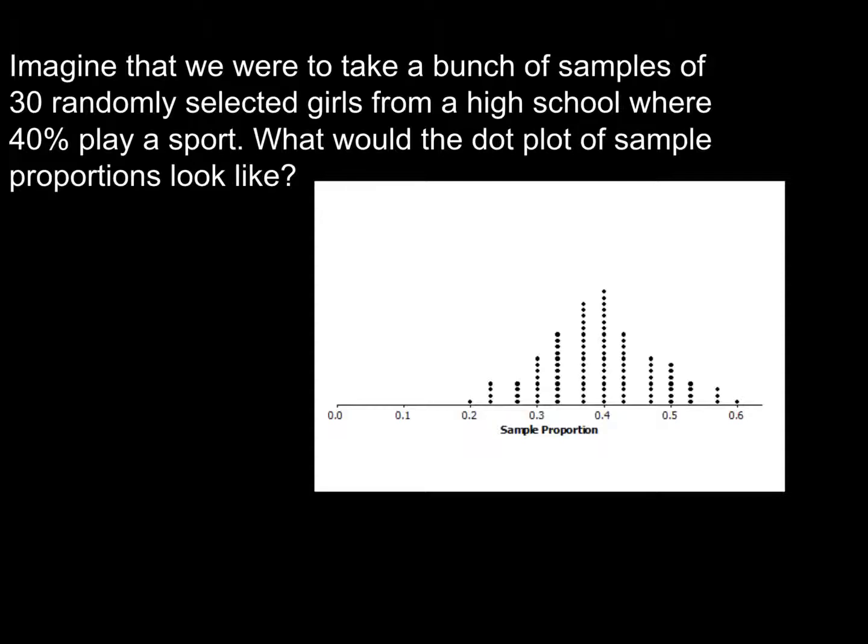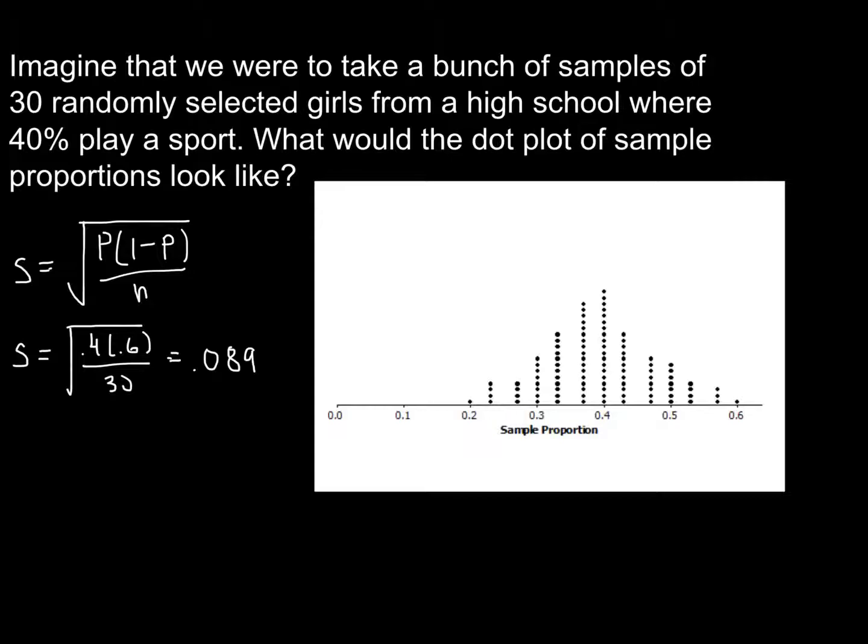So remember that the standard deviation, if we know the true proportion, is going to be the square root of p times 1 minus p, divided by the sample size, n. So go ahead and pause the video and compute that quickly. Alright, so we see the standard deviation, 0.4 times 0.6, p times 1 minus p, divided by 30, and we get about 0.089. Or in other words, one standard deviation away from the mean, if the mean is 0.4, is going to be about 0.49, and one standard deviation below is going to be about 0.31.